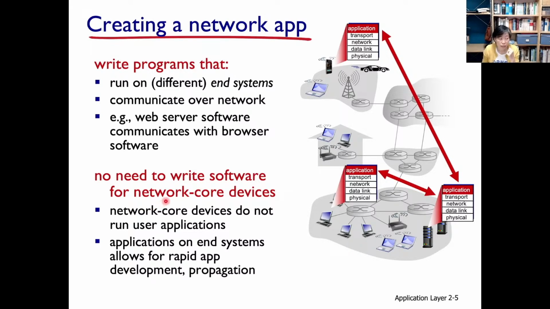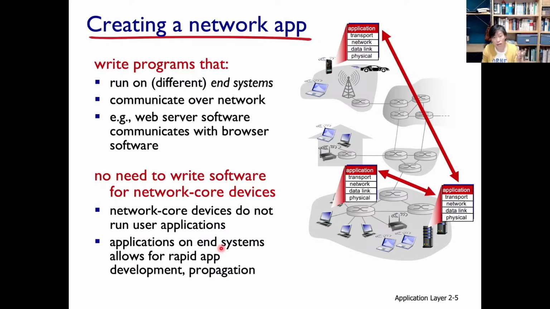Now, what's unique here is this. Applications run only on the end systems. In the network core, the routers do not run anything particular for a particular application. So the core devices do not run applications. They do not run specific functions to support individual applications. So applications are strictly on the end systems.